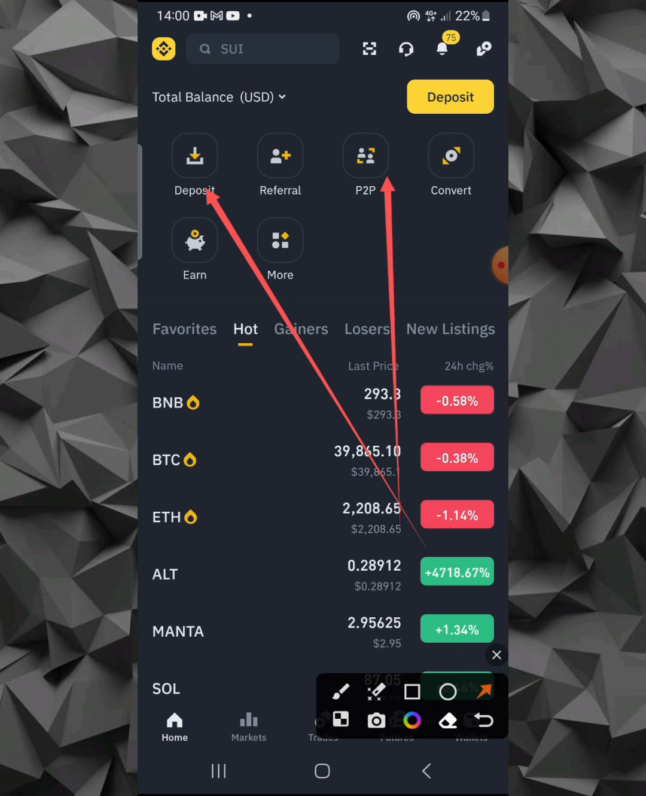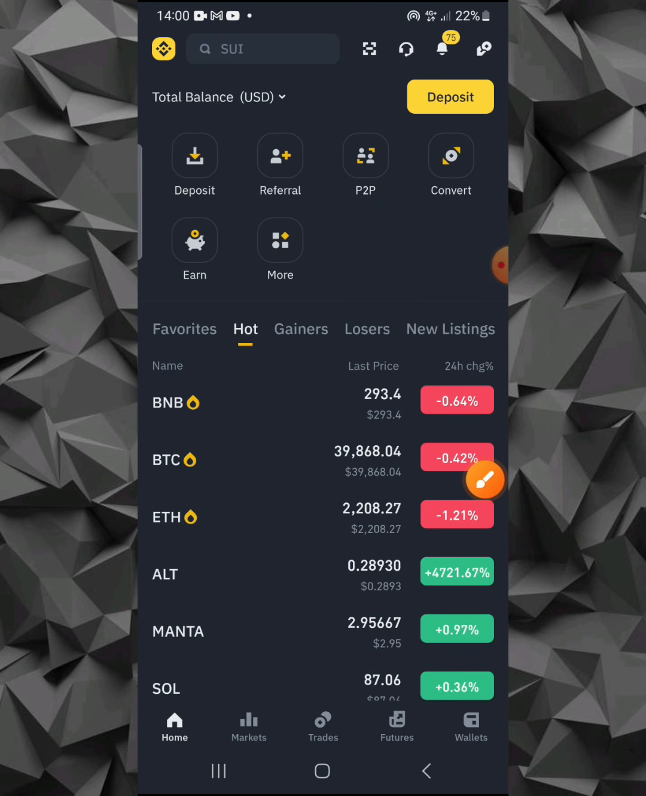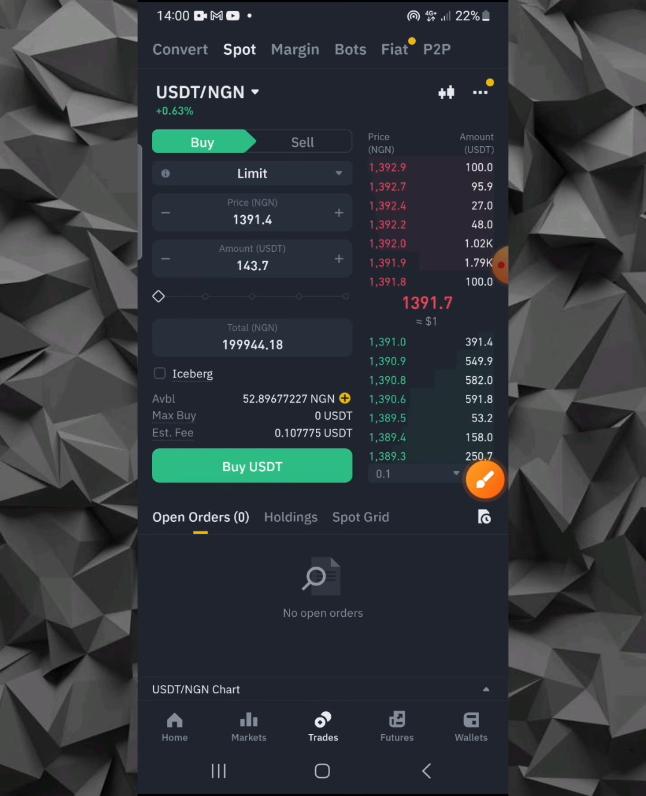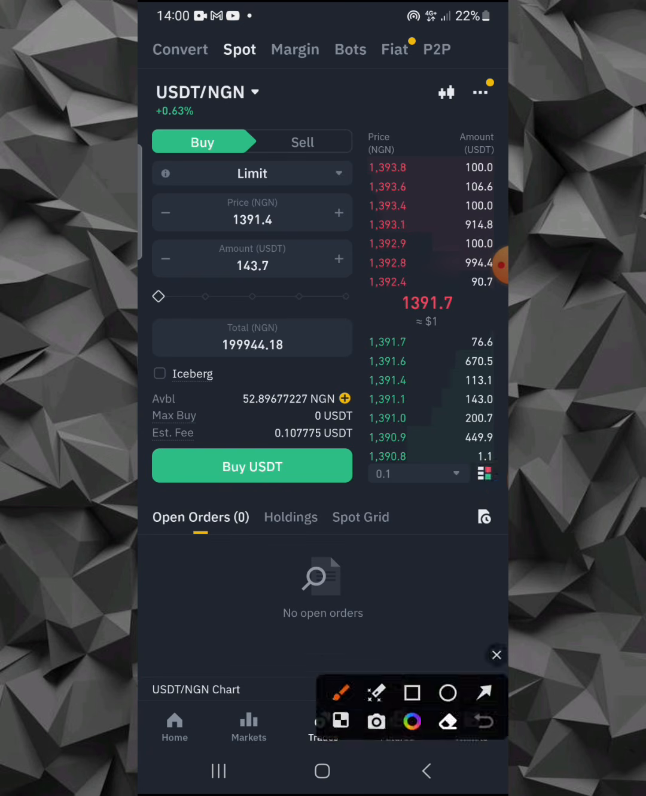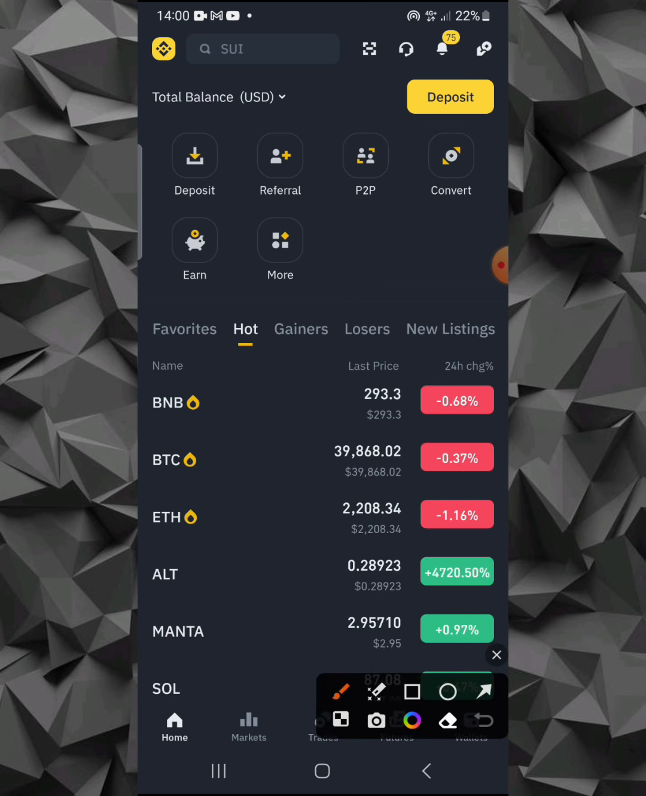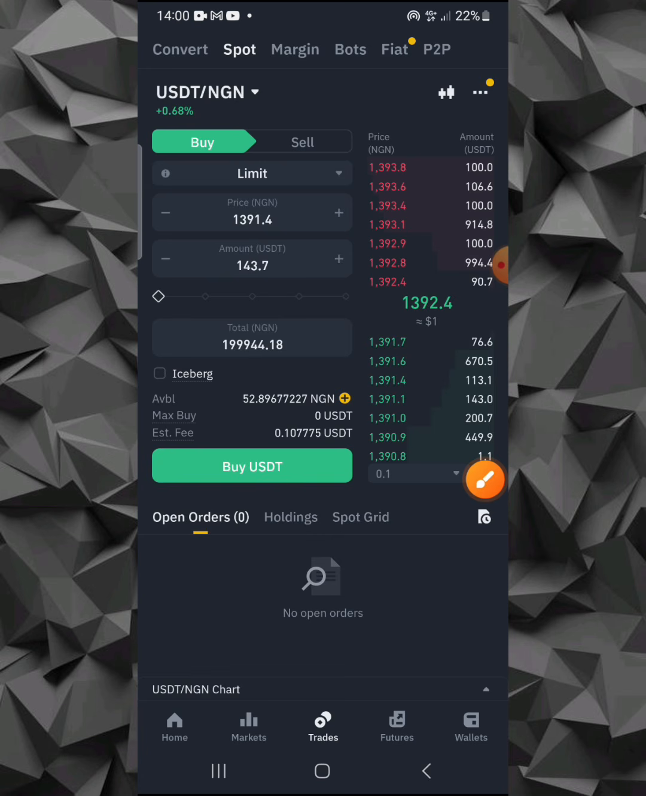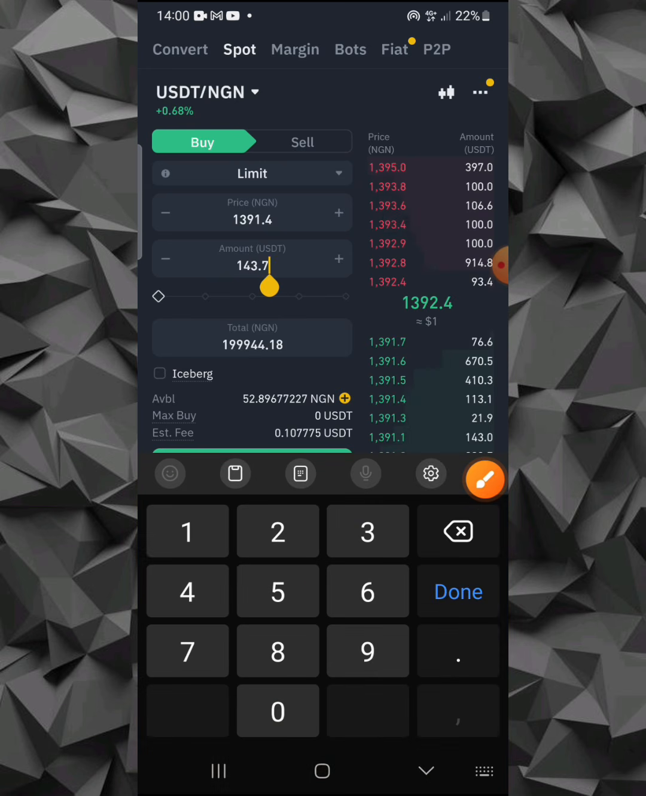But on the P2P, you have to wait if you want to get 1 naira for 1 naira, if you want to get the full value of your money. But either way, you are going to be funding your balance, and you'll be making profit. Now let's go through this again for those that don't understand. Assuming you have funded your NGN balance right now with the 200,000 naira from either way, either funding with CashLink or funding with P2P, you just have to come here to trade and do the same thing which I just showed you earlier.